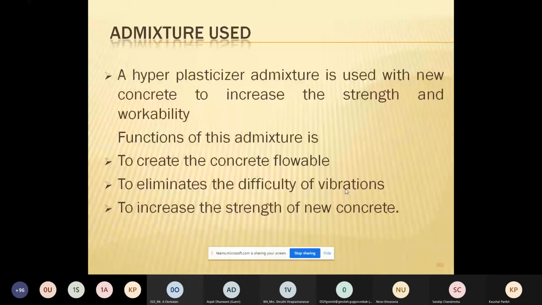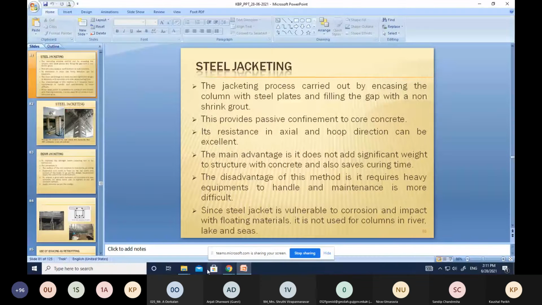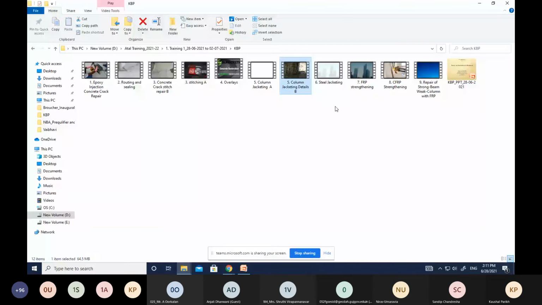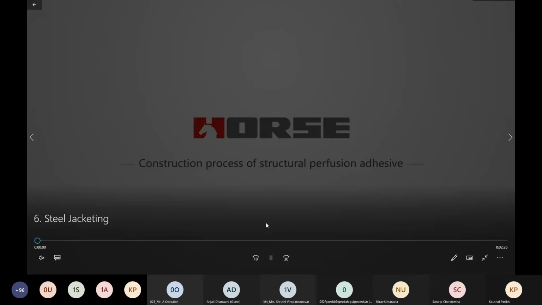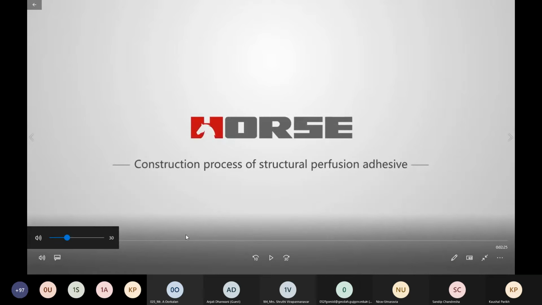Another one is the steel jacketing. The jacketing is the same phenomenon, whether done with concrete jacketing or steel jacketing. Here the material has changed and we are using steel jacketing. So before I proceed further, let us see one small video related to this steel jacketing. I think it is visible. Is the video visible?